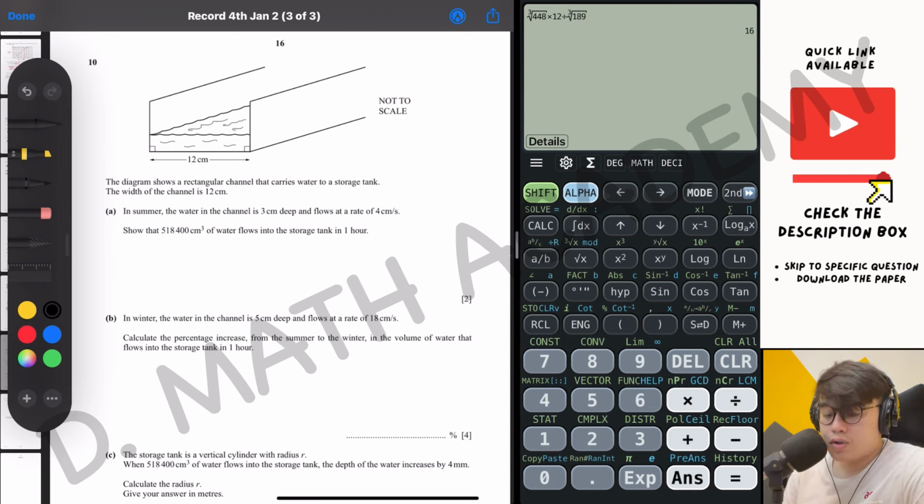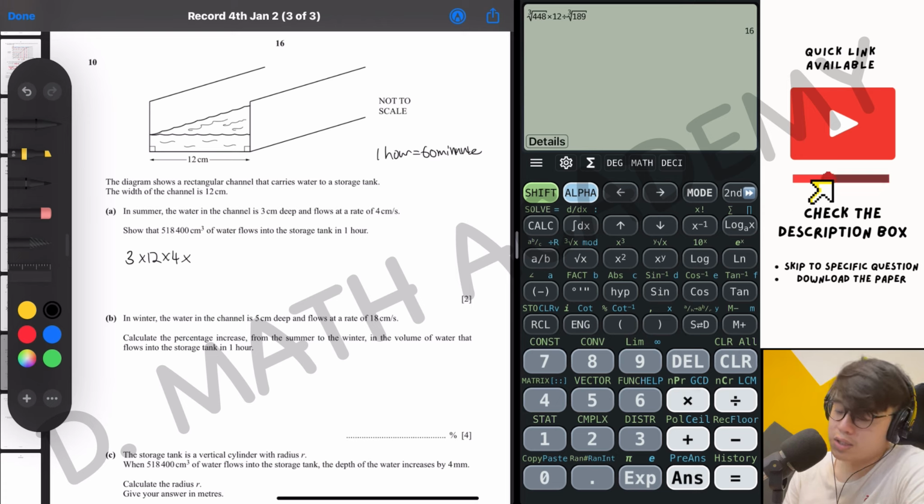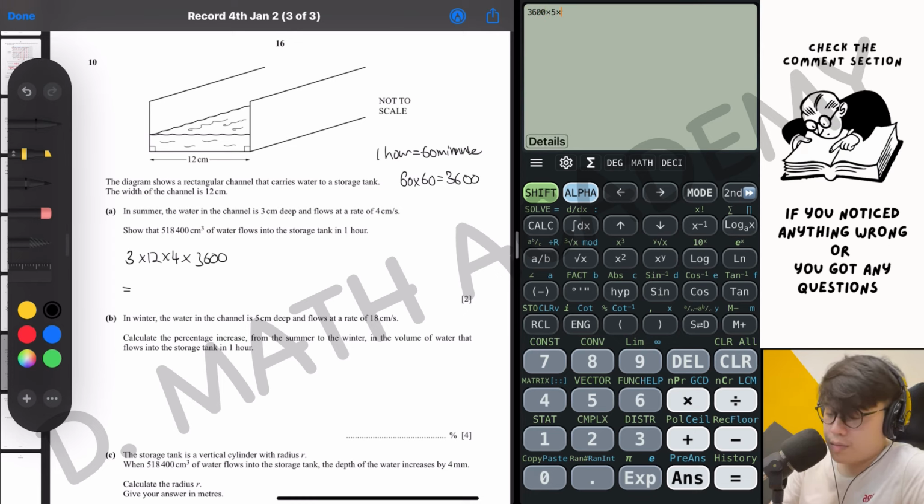3 cm times 12, okay, that will be the area, times 4, and then an hour, that is 60 minutes, and in each minute that is 60 seconds. So 60 times 60, that will make it 3,600. So let's multiply these things together. You will get 518,400 centimeters cubed.